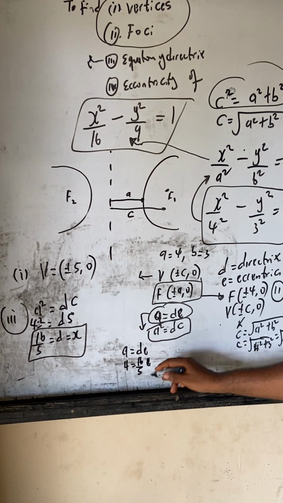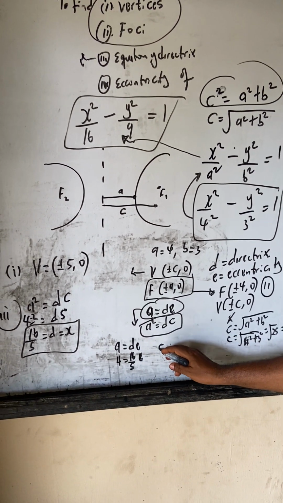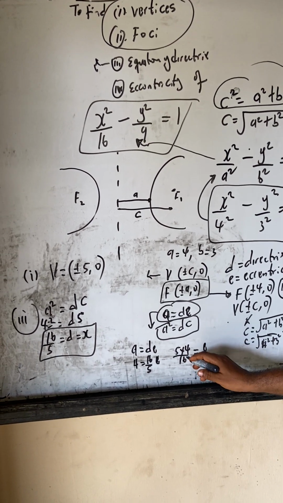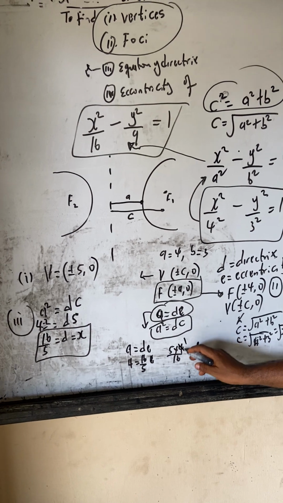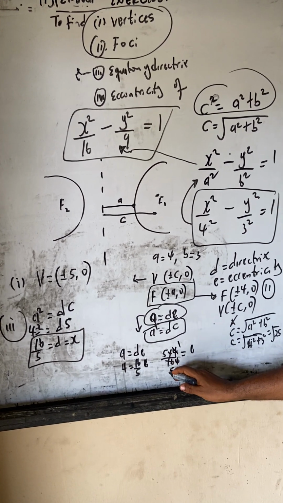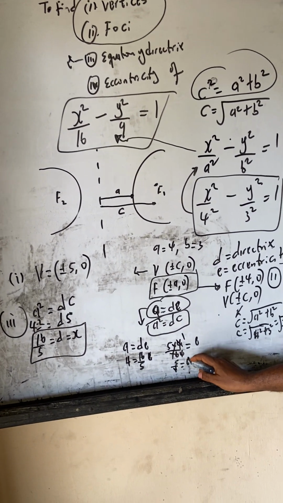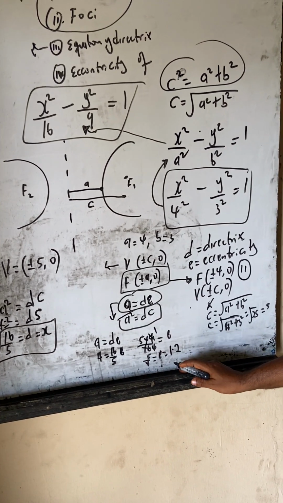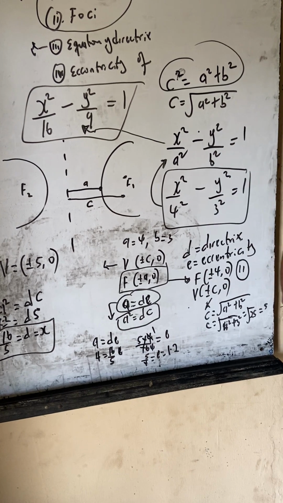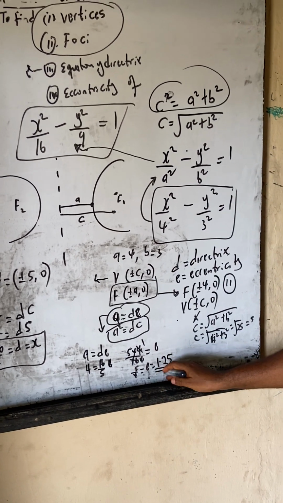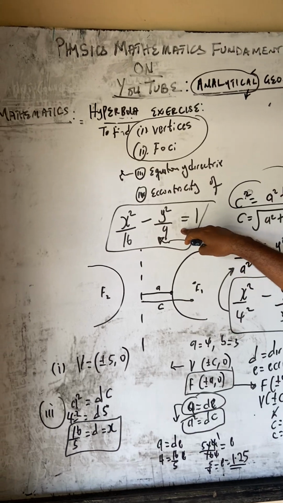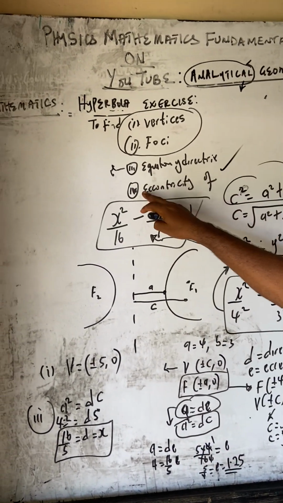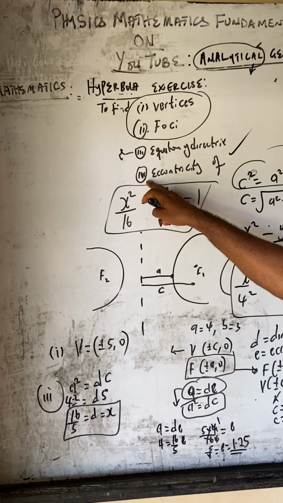So now I can cross multiply. I have 5 times 4 divided by 16 will give me my E. And 4 can go into 16: 4 here is 1, and 4 in 16 is 4. So 5 divided by 4 is the eccentricity E. And 4 in 5 is 1 point, 4 in 10 is 2, then 4 in 20 is 5. So the eccentricity of this particular hyperbola is E equal to 1.25. That is the solution to question IV.